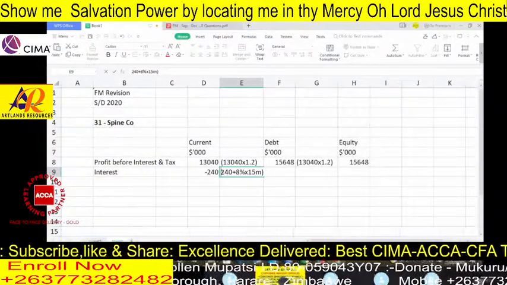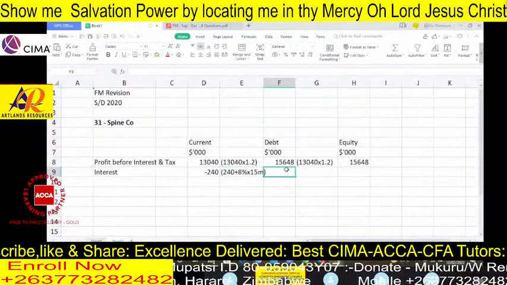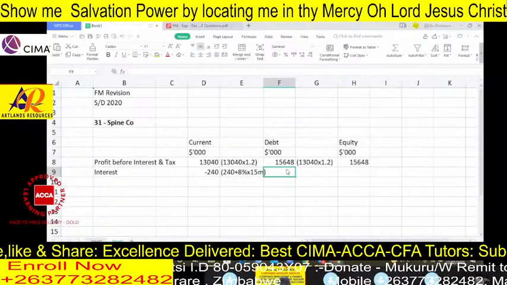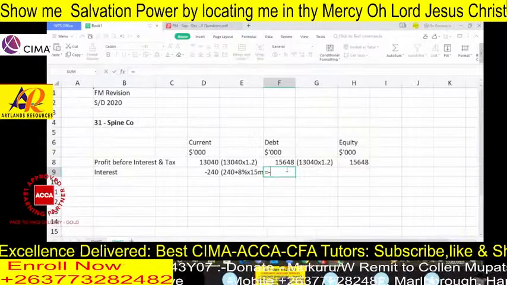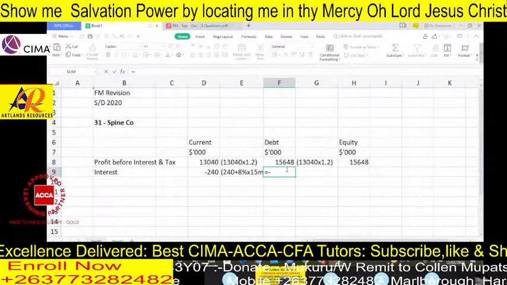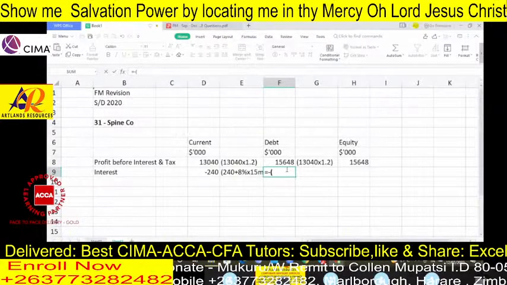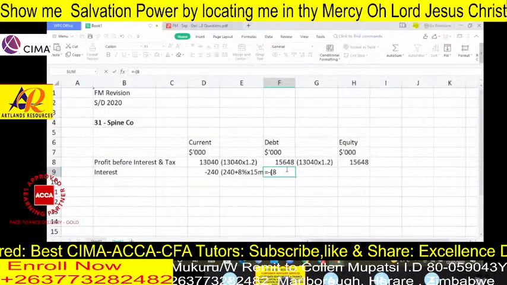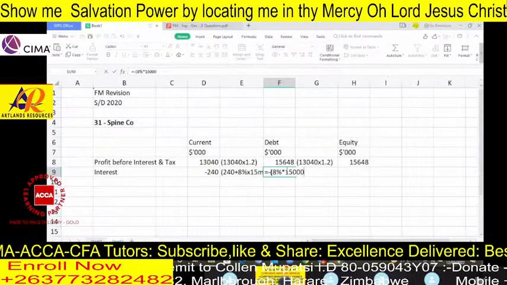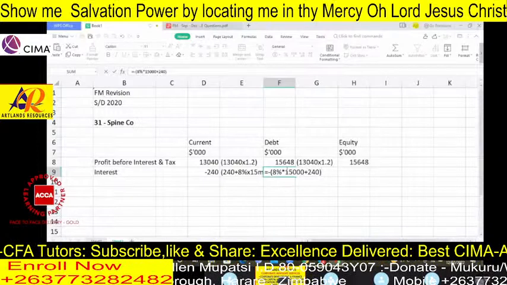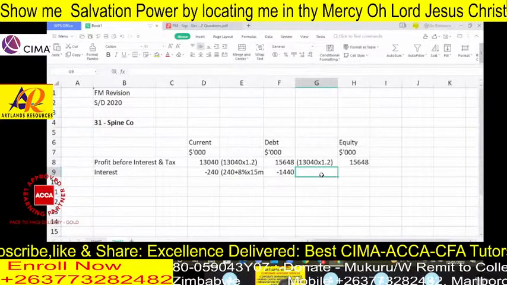Should we finance it by debt? So it will be equals minus 240, equals minus open bracket 8% times 15,000 plus 240. Right? So it's now minus 1440.